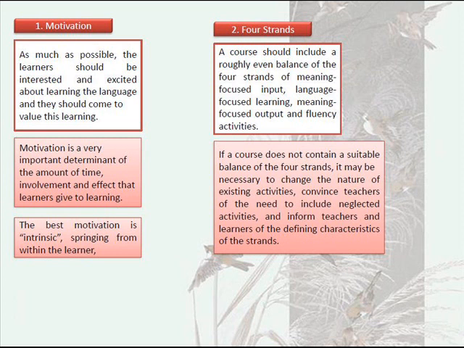And the second section is for strands. A course should include a roughly even balance of the 4 strands of meaning-focused input, language-focused learning, meaning-focused output, and also fluency activities. If a course does not contain a suitable balance of the 4 strands, it may be necessary to change the nature of existing activities, convince teachers of the need to include the neglected activities, and inform teachers and learners of the defining characteristics of the strands.